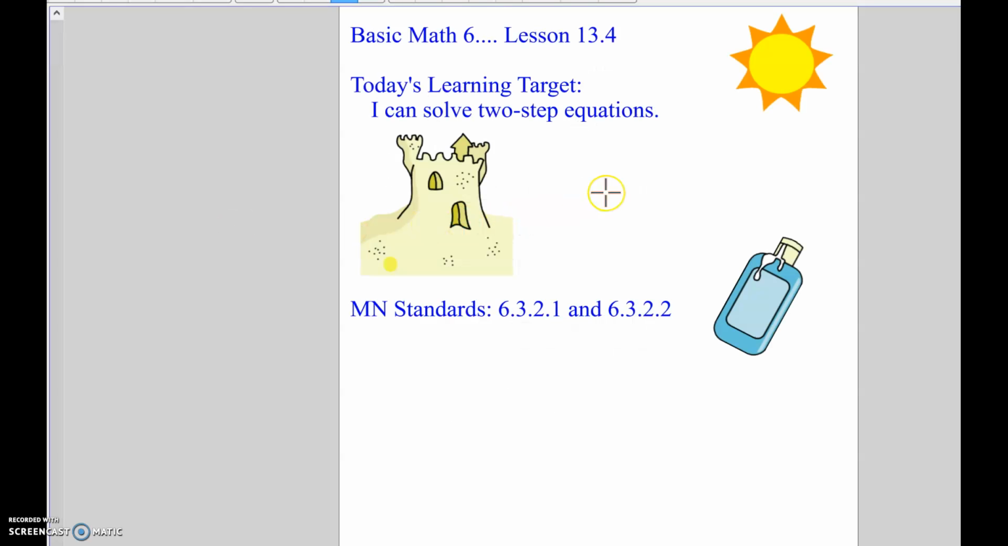Okay, today what we're doing is 13.4 and we're going to solve two-step equations. So equations are related to graphing because they both have variables and they're both part of algebra. So today we're not going to be graphing. What we're going to be doing is solving an equation to figure out what x equals, okay?